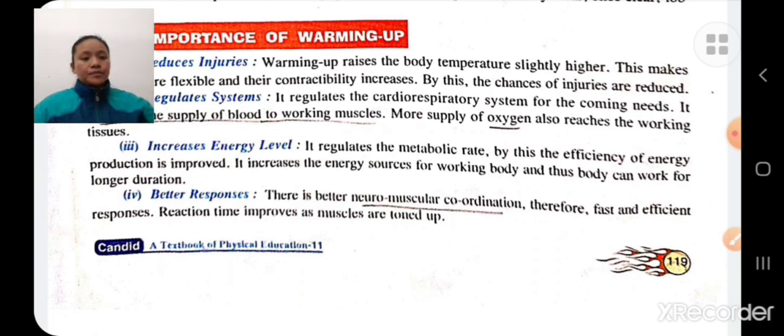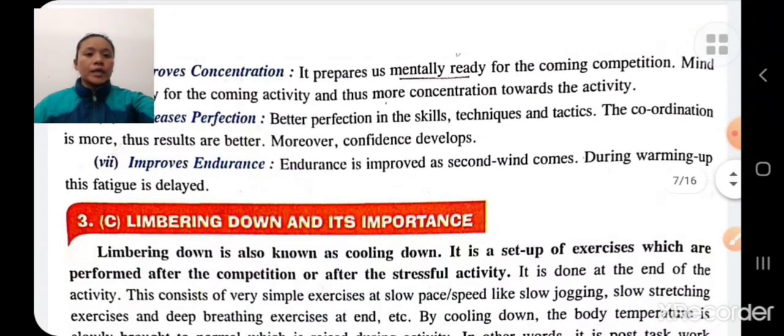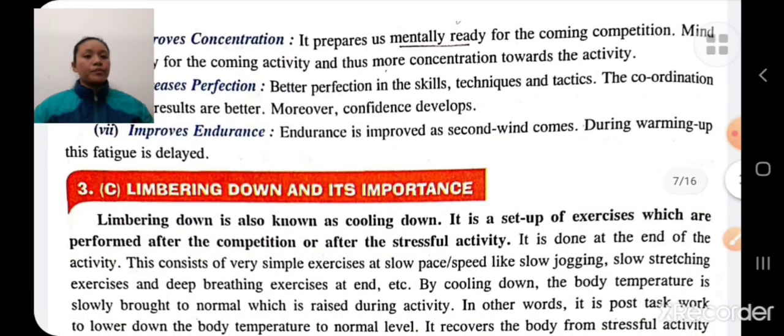Improve endurance. If we do warming up, our endurance will be improved, because endurance is improved as second wind comes fast. Next is limbering down. Limbering down means cooling down. Limbering down is a set of exercises which are performed after the competition. And limbering down should be performed slowly.